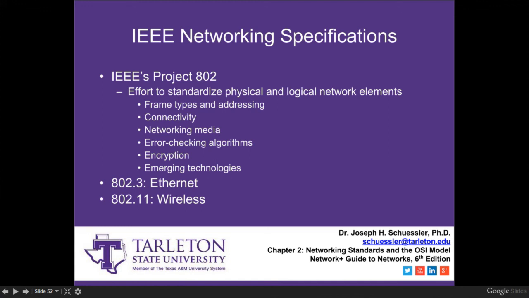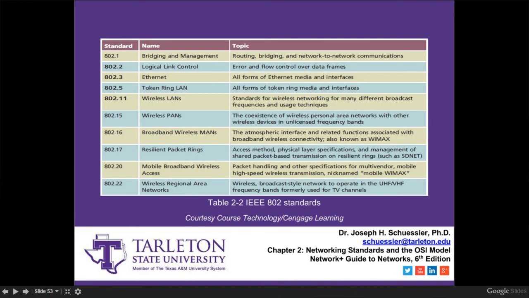In order to keep track of all these different Ethernet standards, IEEE's Project 802 was an effort to standardize physical and logical network elements. That's the 802 project's role and responsibility. They address issues such as frame types and addressing, connectivity, networking media, checking for errors with various algorithms, encryption, as well as other technologies. And they're the ones responsible for 802.3 and 802.11 for Ethernet and wireless, respectively.